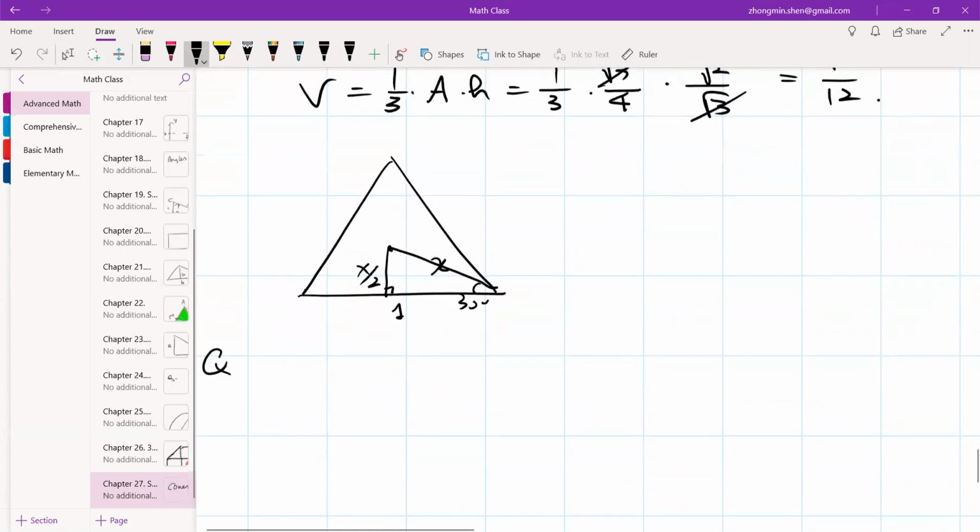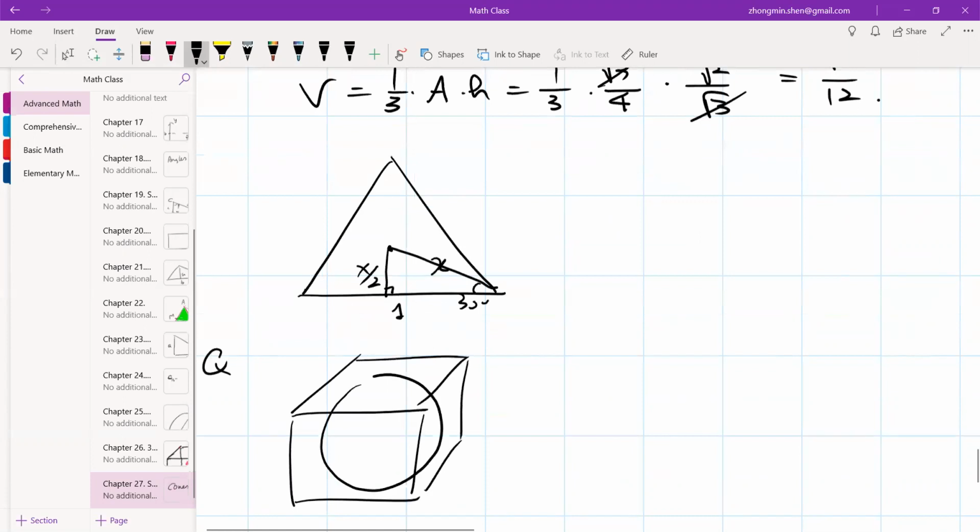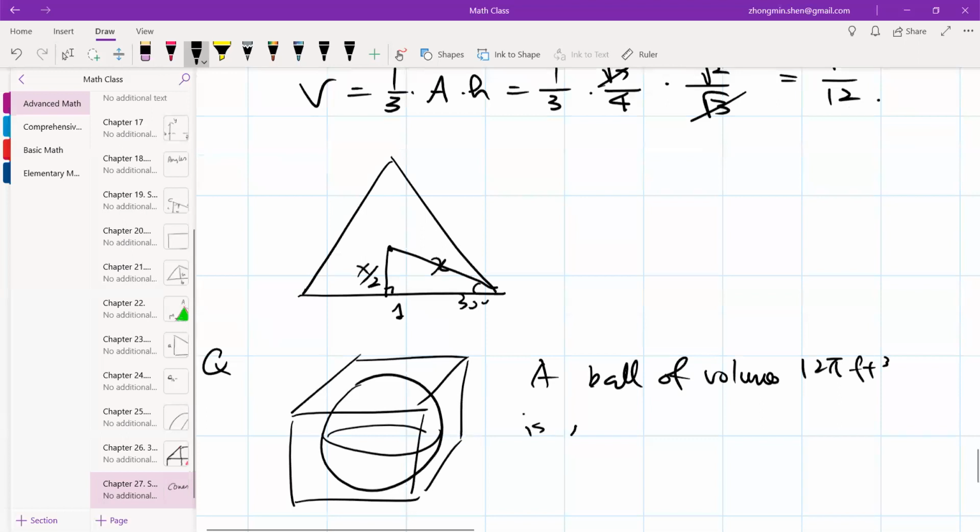Let's look at a simple, easy problem. Okay, I'm going to put the ball inside. So a ball of volume 12 pi cubic meters is inscribed in a cube. What is the volume of the cube?